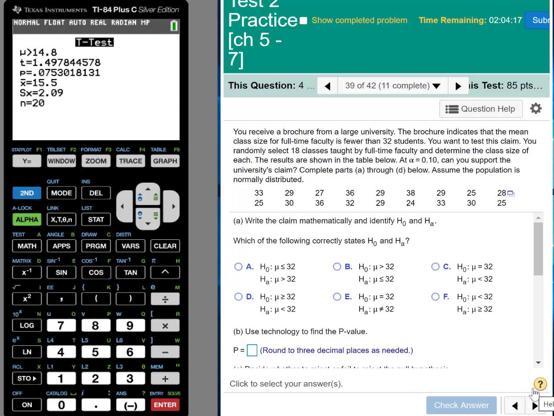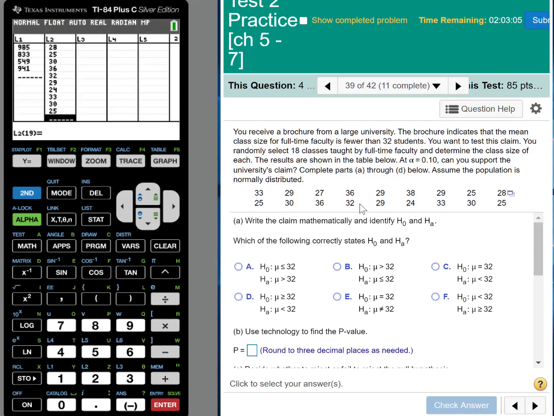All right, for this one, we can do this using StatCrunch or the calculator. So I'm going to do it both ways. Let me key in the data. Okay, so I put the data in L2. The brochure indicates that the mean class size for full-time faculty is fewer than 32 students. So they're making a claim that the average class size is less than 32. So which one would that be here, guys? It has to be D.